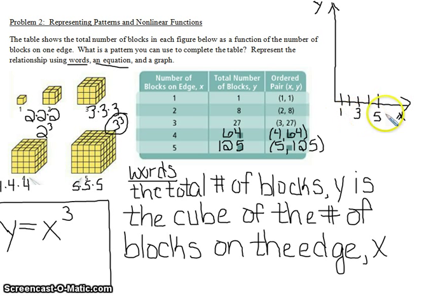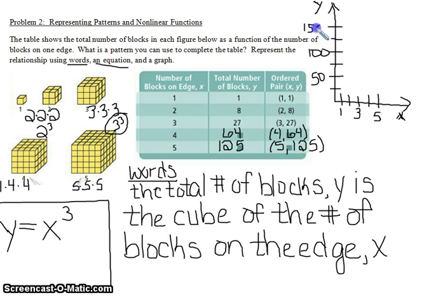Now, 1, 2, 3, 4, 5. Our y values, 1, 8, 27, 64, 125, are increasing very, very quickly. So I don't want to count by ones or twos. I'm going to count this off by increments of 25. So here's 25, this would be 50, 75, 100, 125, which is where we need to be, and 150 at the top.